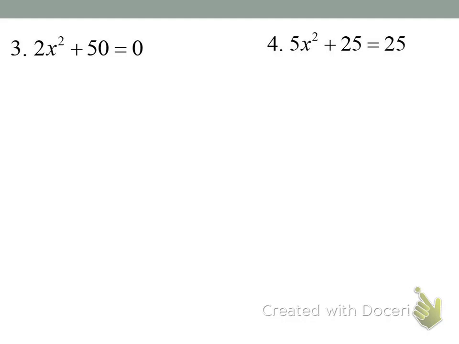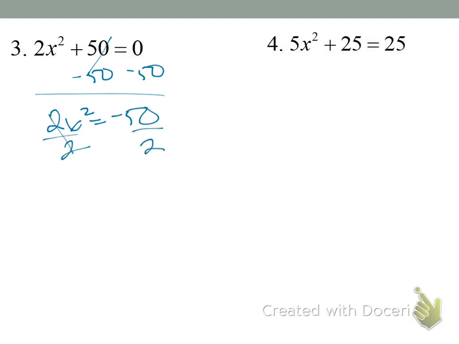Next one, let's do together, right? If we were to solve this. Okay, the decision maker is gone, so I can use this square root method, and you can subtract 50 from both sides. I can divide by 2.